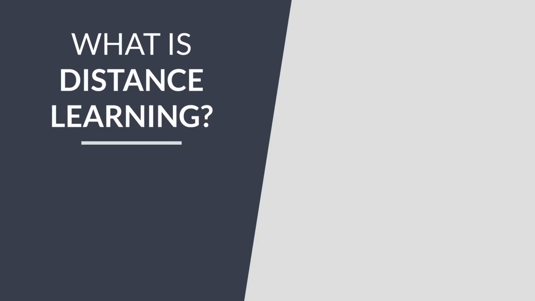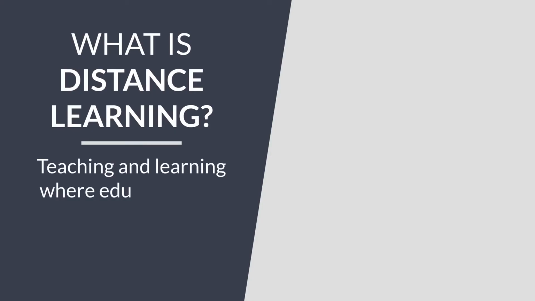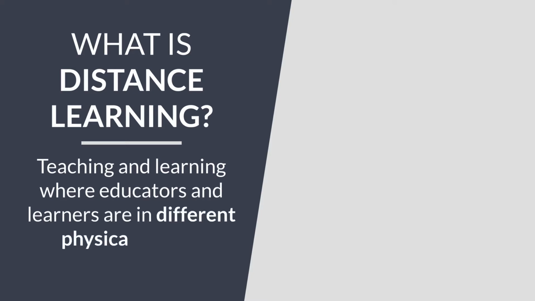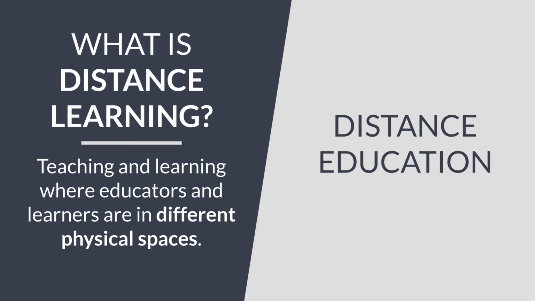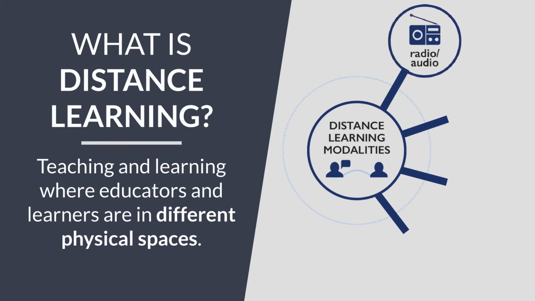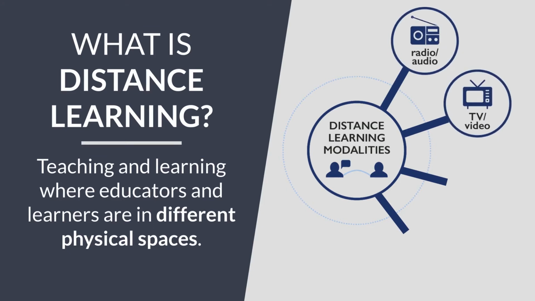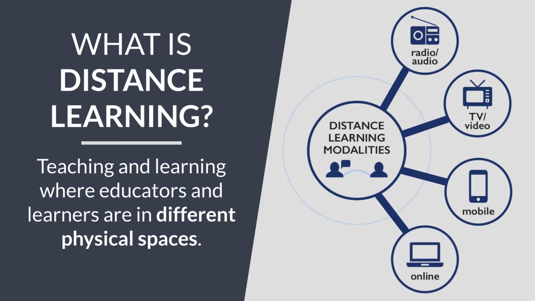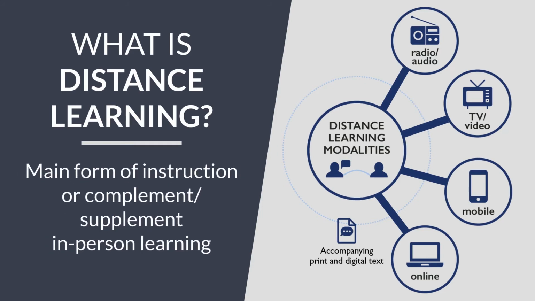What is distance learning? Distance learning is broadly defined as teaching and learning, where educators and learners are in different physical spaces. Often used synonymously with distance education, distance learning takes place through one of 4 modalities: radio or audio, television or video, mobile phone, and online learning platforms. Printed text frequently accompany these modalities and can also be a 5th modality in cases where technology is not used. Distance learning can serve as the main form of instruction or can complement or supplement in-person learning.